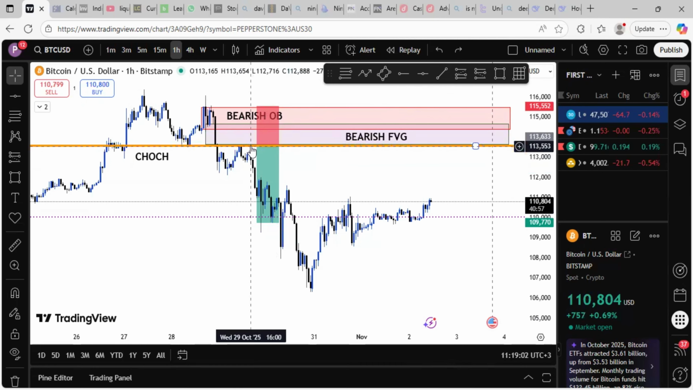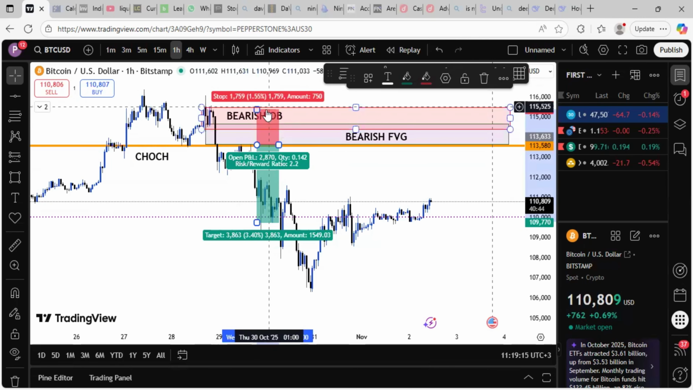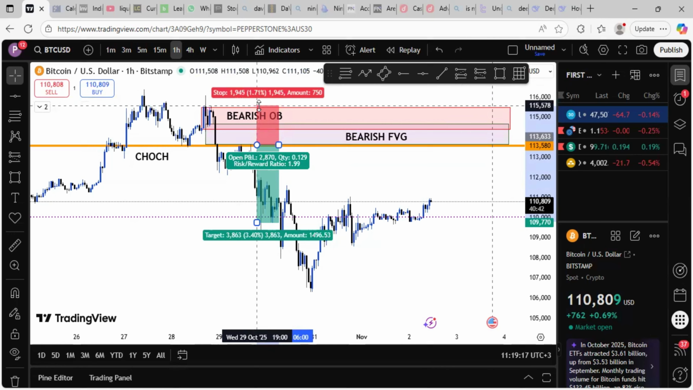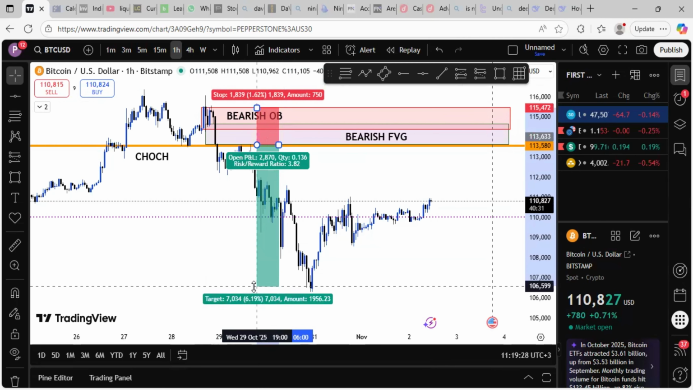So our entry will be at this level here, and our stop loss can be either above this bearish fair value gap, or you can even make it higher, to the order block, and target 1:2 risk reward. And if you see that the market is giving you more, you can even hold your trades, trail your stop loss, and even target higher profits.